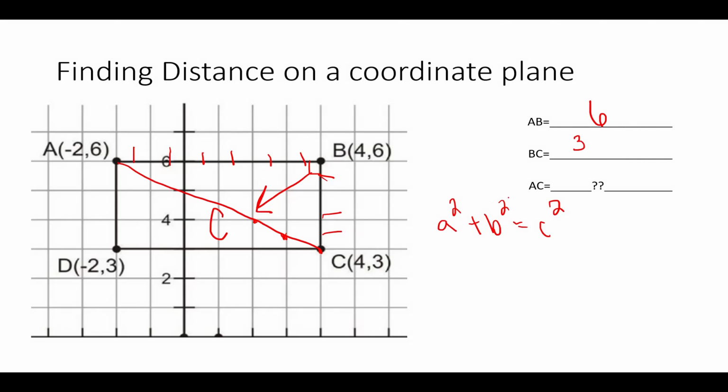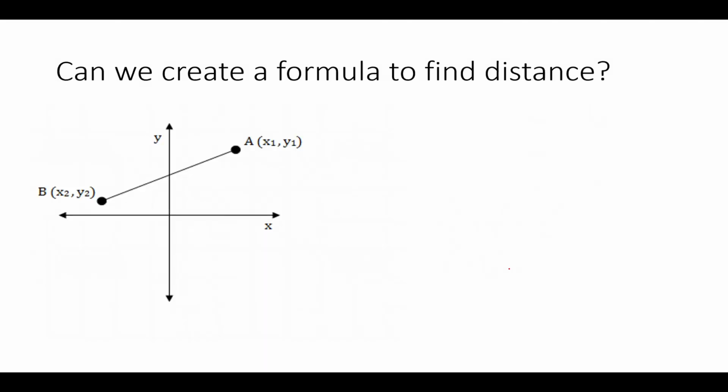So in that case, A and B are just the legs of the right triangle, which could be 3 squared plus 6 squared, or you could have flipped them around and said 6 squared plus 3 squared. But either way, that's how you found distance in the past. What if we take away the graph, though? That's what we're trying to figure out.